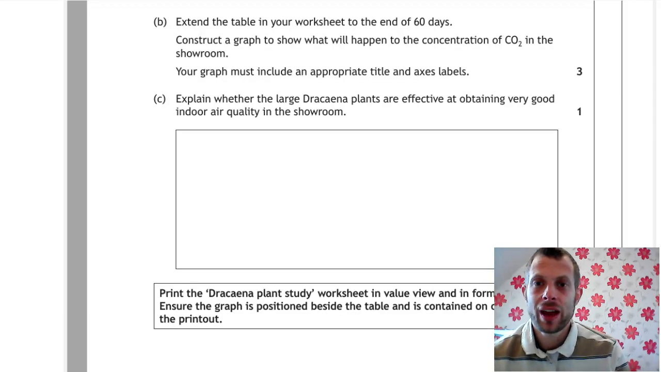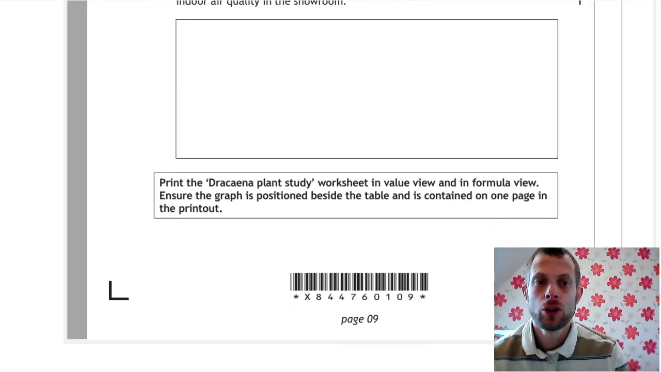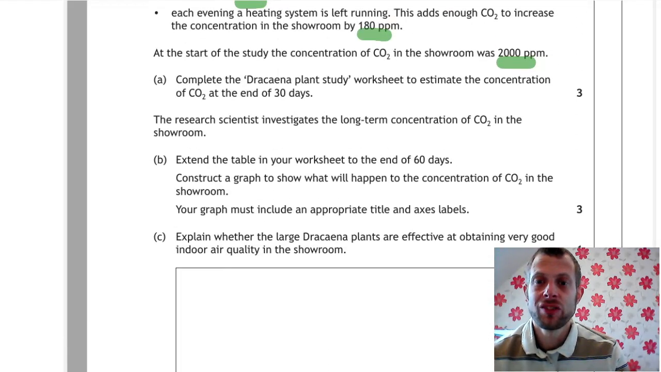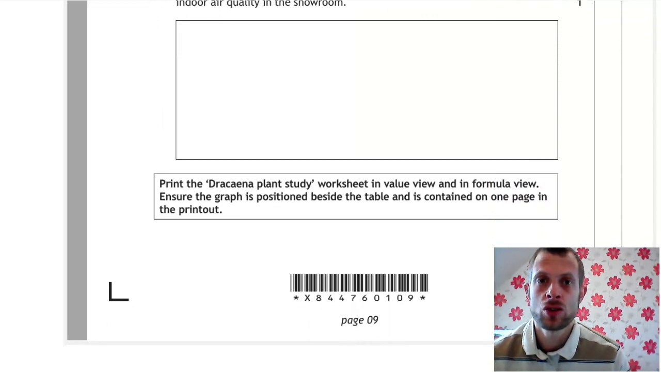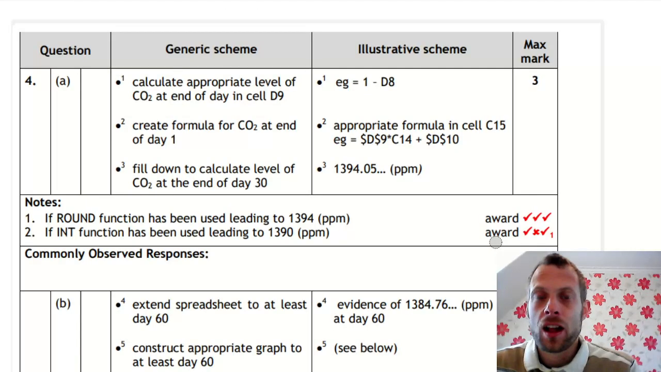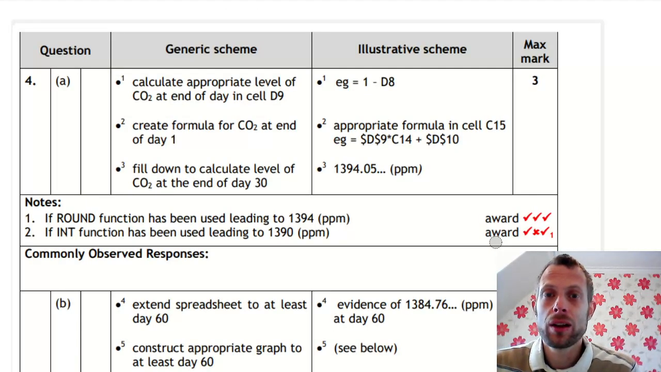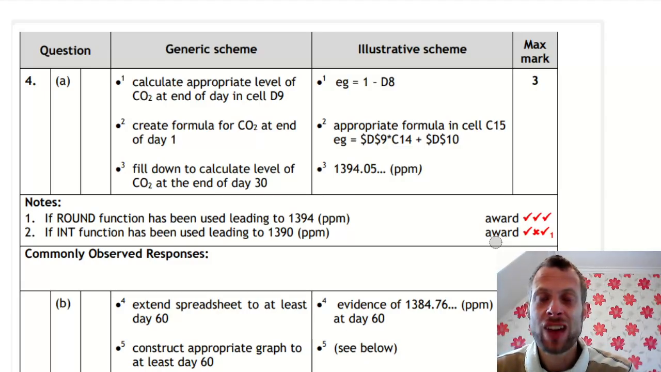And don't forget at the end to print it in value view and formula view. You would just do the printing for parts A and B together. So you have that reminder at the end of the question to do that. Before we go into part C, let's have a quick look at the marking scheme and some notes about rounding.